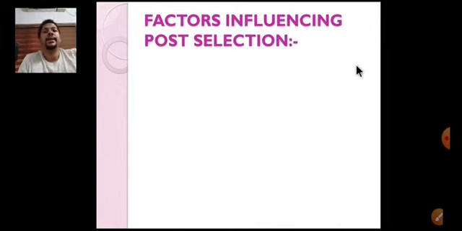Now, coming to the factors influencing post selection. What are the factors? There are so many factors which influence your post selection. When a patient comes to your clinic, the first thing you have to decide is whether you have to go for a custom made post or a prefabricated one.